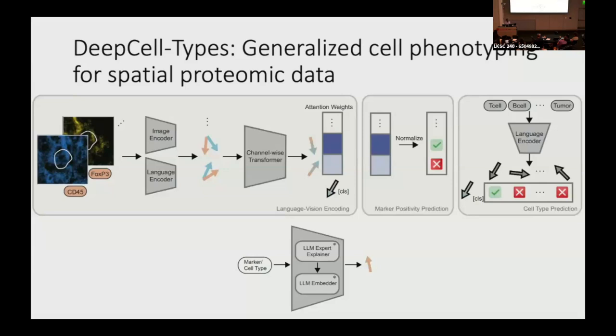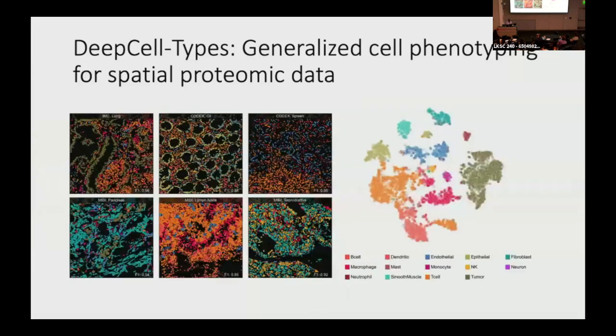The attention scores for this class vector and the different markers can then be used for doing the cell phenotyping, the marker positivity prediction, and this class vector can then be used in combination with the cell type embeddings to do the cell type prediction as well. And this actually ends up working quite well.